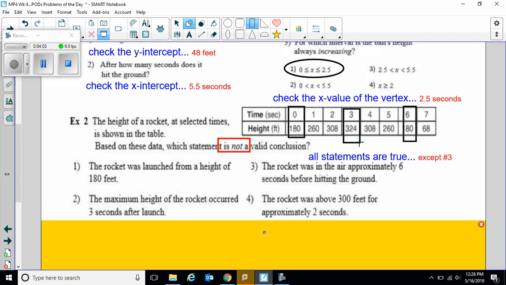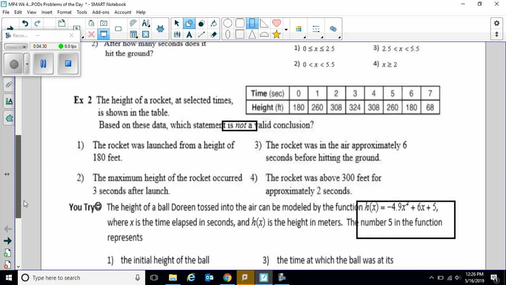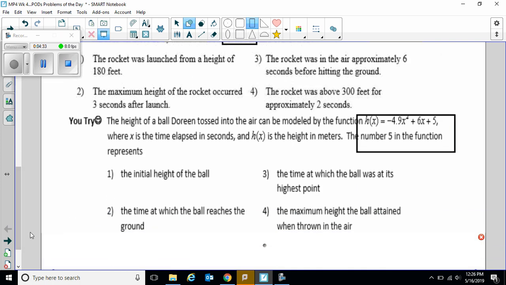324 is the maximum height. And the rocket was above 300 feet for approximately 2 seconds. Well, 300 feet would be starting here, then going here. That's all together at least 3 seconds. So again, 3 is the least correct.